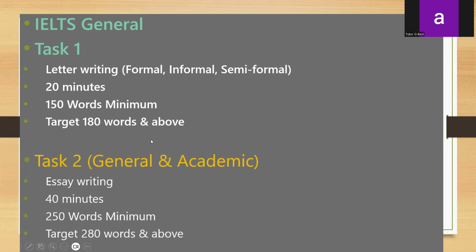Task 2. Remember, there's Task 1 and Task 2 in the writing module. Task 2, for both the IELTS General and IELTS Academic, is essay writing. You write essays for Task 2. You have 40 minutes to write these essays. You have 250 words minimum, but your target should be 280 words and above if you want the band 7.